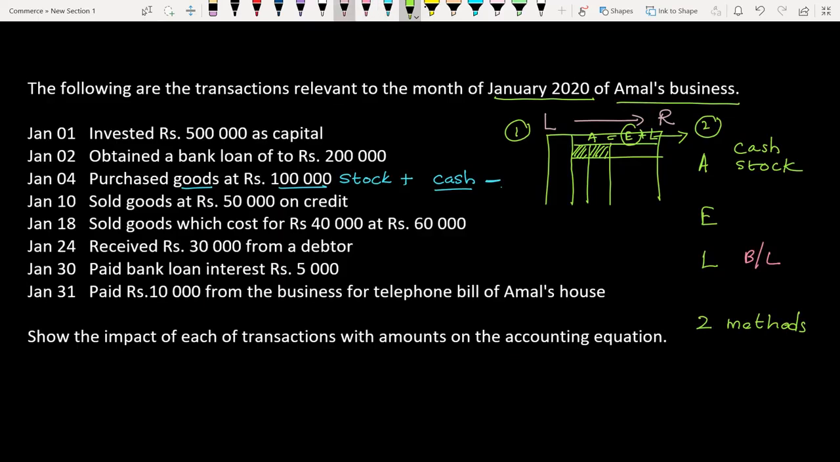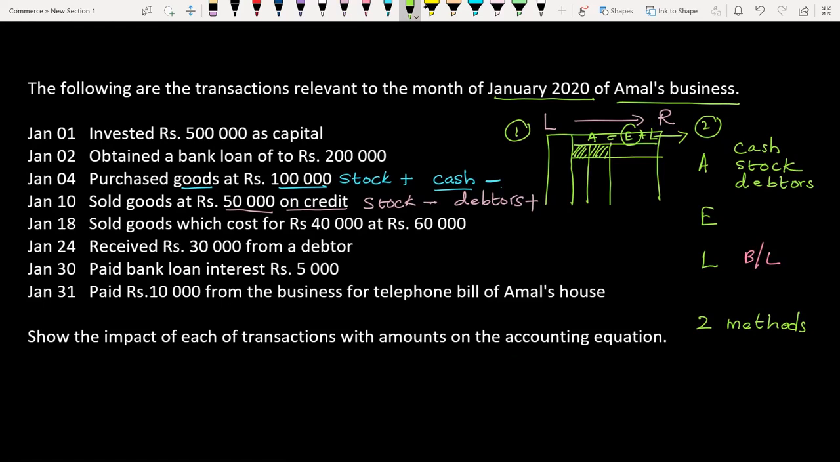Now let's consider the next transaction. Sold goods at rupees 50,000 on credit. So when a business sells goods on credit basis, stock decreases and debtors, the customers who owe to the business, increase. For stock, already we have a column. Now we have another new asset column, which is debtors. So let's write debtors in our list. Okay, so far we have 3 asset columns.